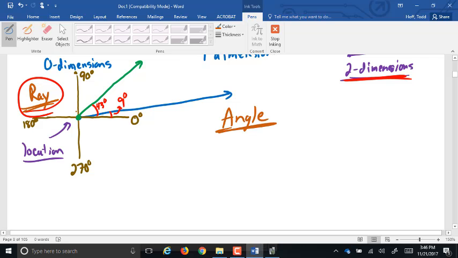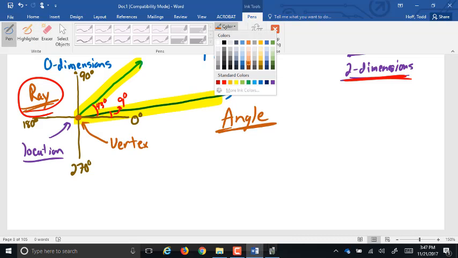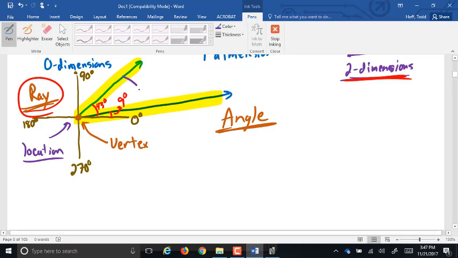So an angle is simply that. It is 2 rays that have the same starting point and go in different directions. Now that starting point is called a vertex. It's just the common starting point of 1 or more rays. The angle, of course, are those 2 sides. The size of that angle is just the difference in the direction of the rays. 43 degrees minus 9 degrees is 34 degrees. So that would be a 34-degree angle.